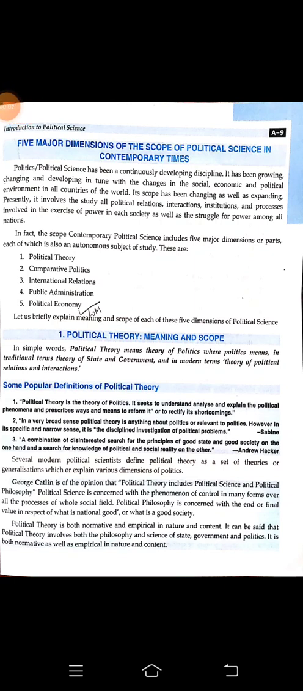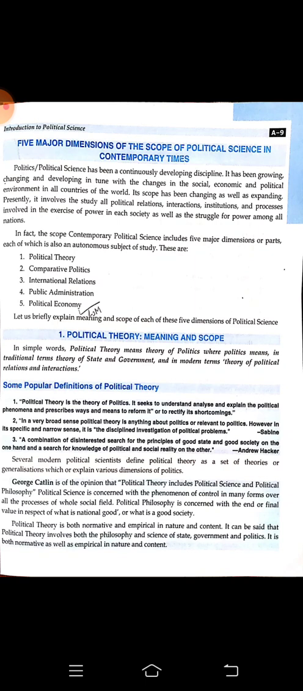Students, let's continue with the first chapter from your political science book of grade 11, and the name of the chapter is Introduction to Political Science. We have already gone through the first part of the chapter, which is dealing with the definitions and points of view of political science, and now we are going to start with the five major dimensions and their scopes.